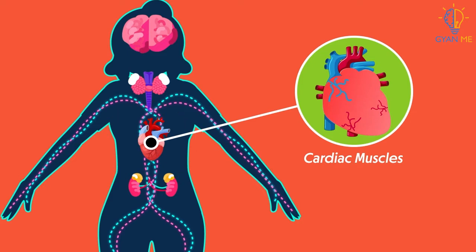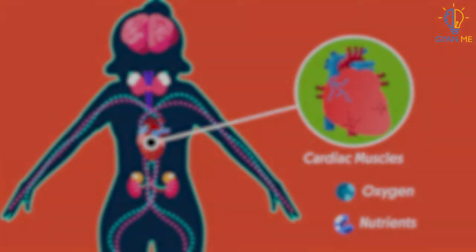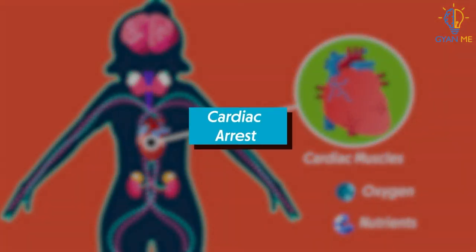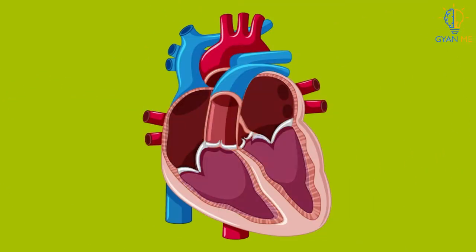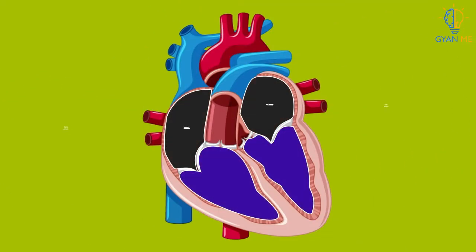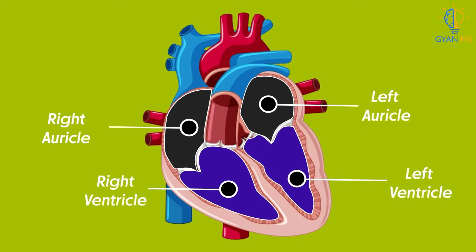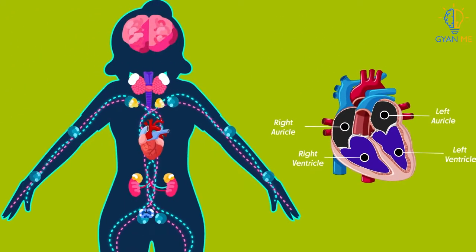That is, it will stop pushing the blood and we will die due to lack of oxygen and nutrients in our body, since there will be no blood circulating in our body. This is called cardiac arrest. Now students, you already know that the heart has 4 chambers from inside, 2 auricles and 2 ventricles, and 2 membranes called pericardial membrane or pericardium from outside. The primary function of the heart is to circulate blood within the body.